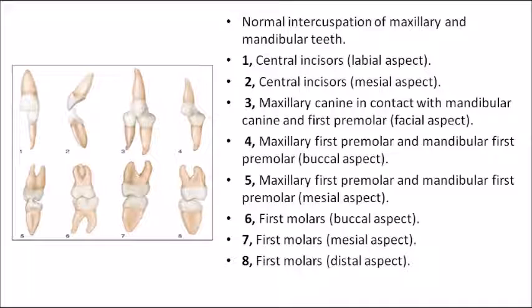Whereas in the picture viewing from the distal aspect, which is marked as 8, you can see that the distolingual cusp of the upper first molar is coming into contact with the distal marginal ridge and the triangular fossa on the lower first molar. So that is how the first molars of the upper and lower arch come into contact from the facial, mesial and distal aspects.